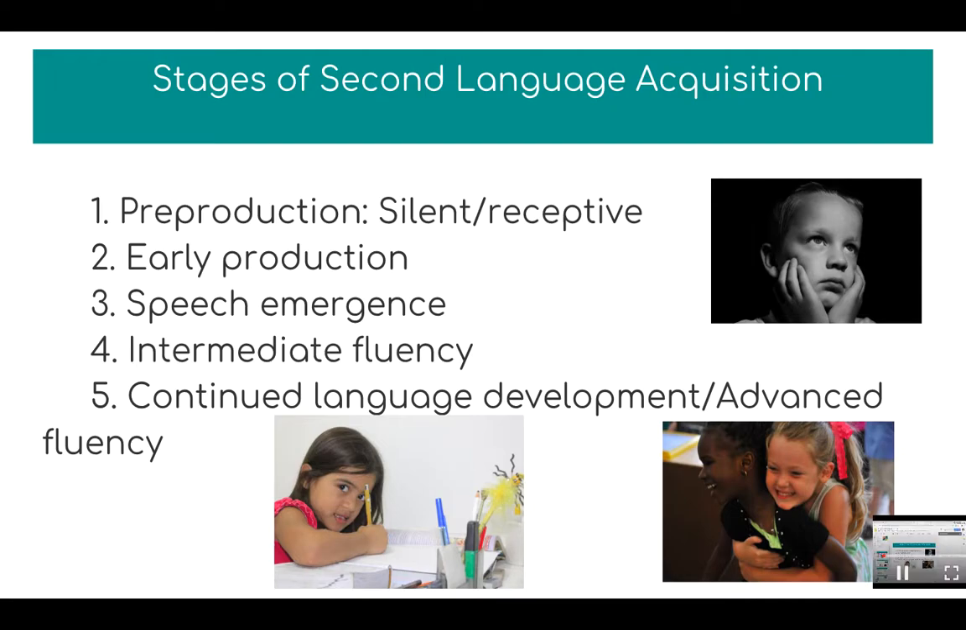There are 5 stages of second language acquisition. The first one is the pre-production stage, where the student is silent and receptive and takes in a lot of the information just through their ears. The next stage is the early production stage, where students typically have acquired about 1,000 words. The third stage is the speech emergent stage, where students begin communicating in short phrases, sentences, and questions.